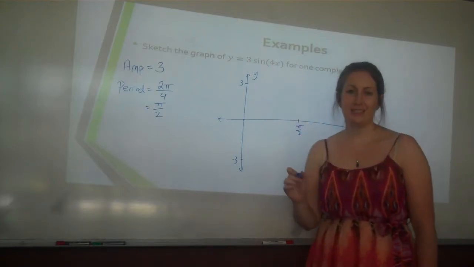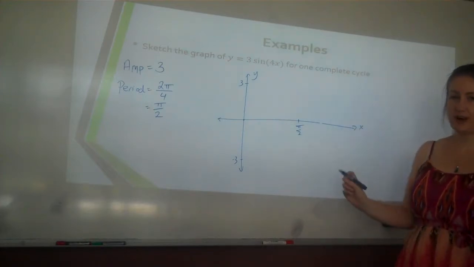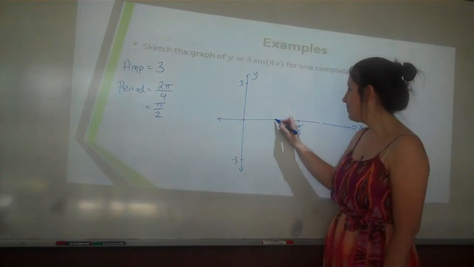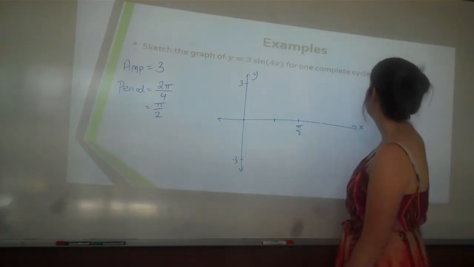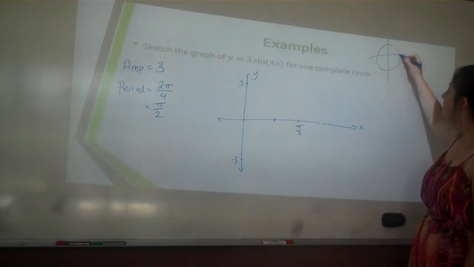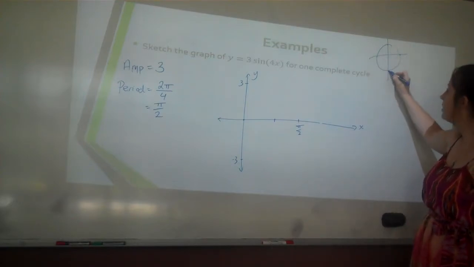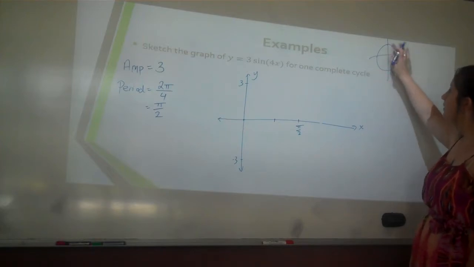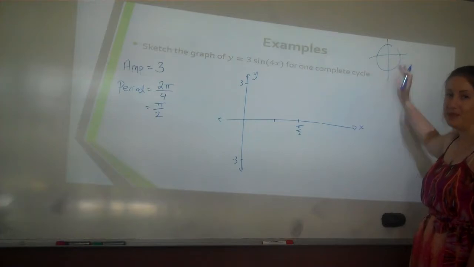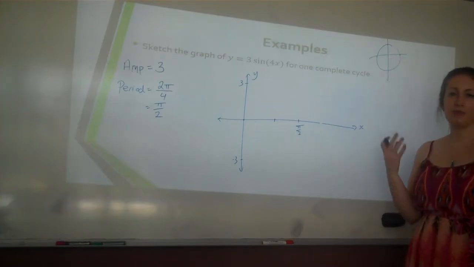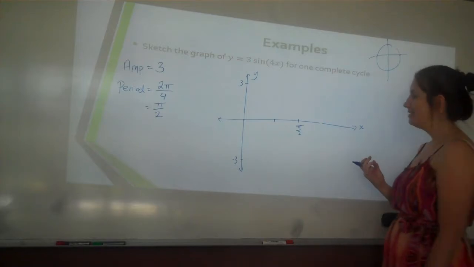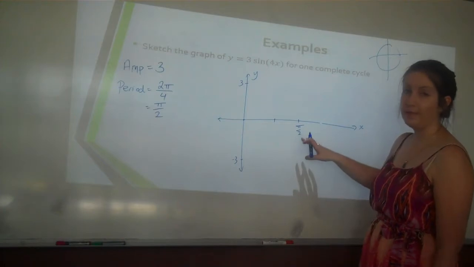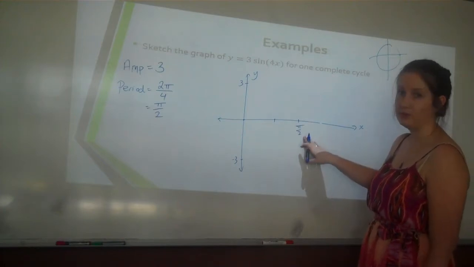Now, I find it easiest if you can plot out your 5 main points. It makes it so much easier to sketch this. Normally, when we went around our unit circle, thinking about our sine graph, we had what happened at 0, pi on 2, pi, 3 pi on 2, 2 pi. And that's where we're getting the values of sine having 0, 1, 0, negative 1, 0. We can get the same values for this graph, but it's just been dilated. So instead of one complete cycle by 2 pi, we've got one complete cycle happening by pi on 2.